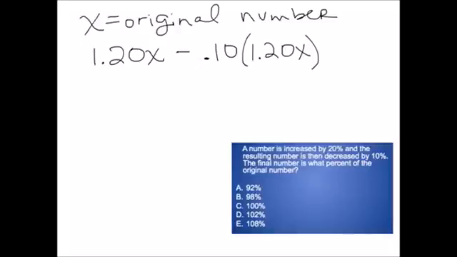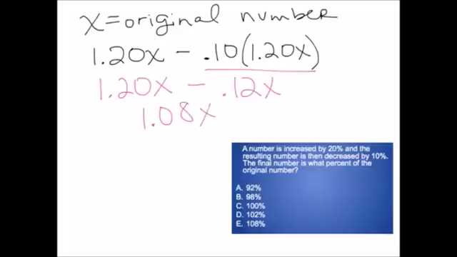So once we do the math here, we do 0.10 times 1.20 and get 0.12x. And again, that was being taken away from that 1.20x. Since these are like terms, we can simply subtract them. And our result is 1.08x, which means that our final result was 108% of our original number x.